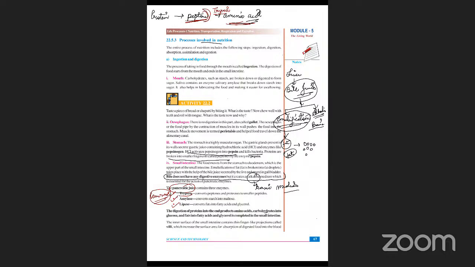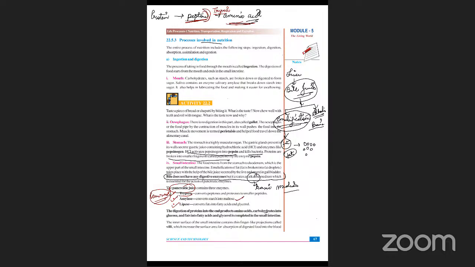Understood? No. No, you didn't understand anything. Guys, the half work by the pepsin, now the full work is done by trypsin. The trypsin will convert the peptones into amino acids. Understood? Yes or no? Okay.